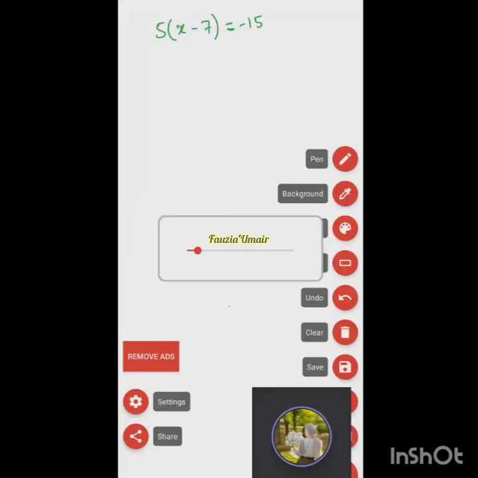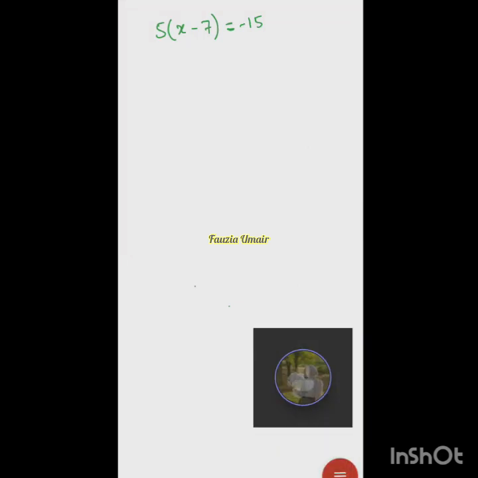First we can solve the brackets. We will expand. So what will it be? 5x minus 35 is equal to minus 15. After expanding the bracket, how many terms are there? 3 terms. The 5x is already on the left side, which is fine, but this minus 35 should not be on this side. If you take minus 35 to the other side of the equation, it will be minus 15 plus 35.